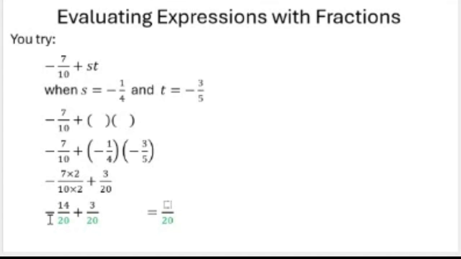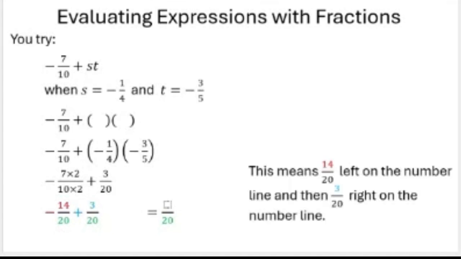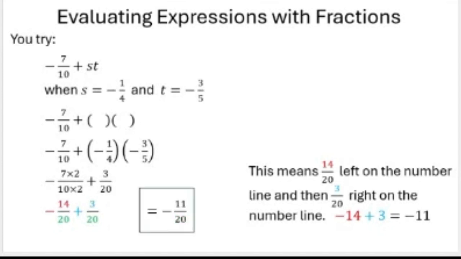Remember how we want to think about this. This says go to the left on your number line, 14, and go to the right on the number line, 3. And I could ignore the 20s because I know the bottom's going to be 20. All I care about is I'm going left 14 and right 3. Or we could even say 14/20 left on the number line and 3/20 right on the number line. But again, all we need to think about is the 14 and the 3. So 14 left and 3 right, negative 14 plus 3 is negative 11. And that is what pops in for our final answer there.